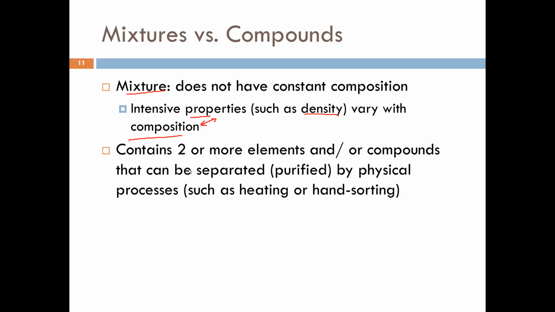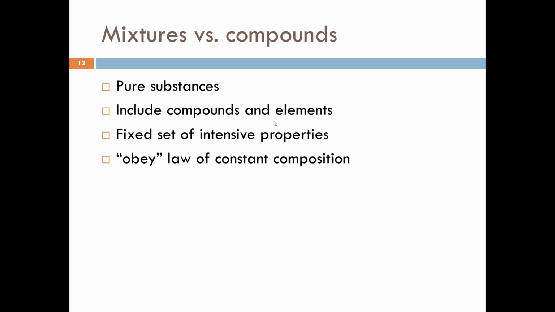It contains two or more elements and or compounds that can be separated or purified by physical processes, like evaporation used in heating or hand sorting, but not by chemical means. Compounds, however, are pure substances, which include compounds and elements. They have a fixed set of intensive properties, unlike the mixture, which can vary. And they obey the law of constant composition.